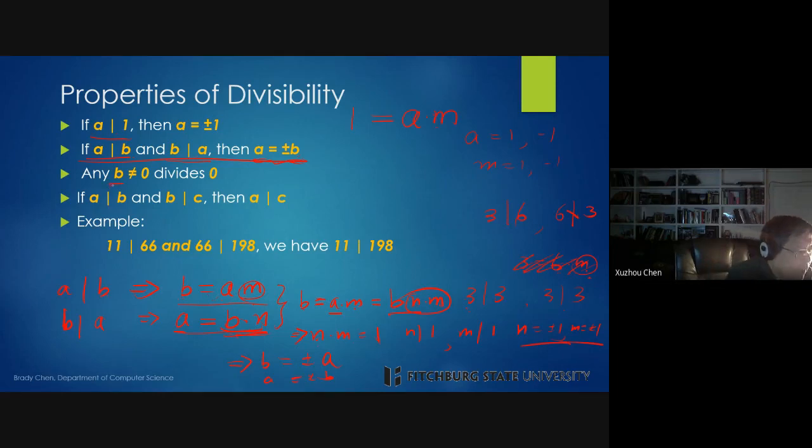So any number B divides 0, because 0 can be written as B times 0. So B divides 0. Now, if A divides B and B divides C, then A divides C. That's also easy to prove. I'm going to leave that to you. How can you prove this?